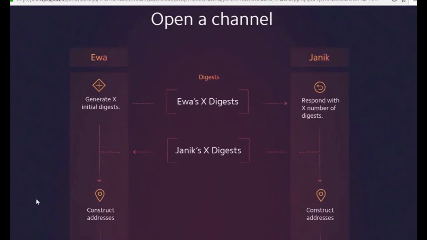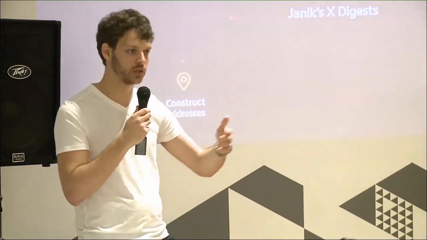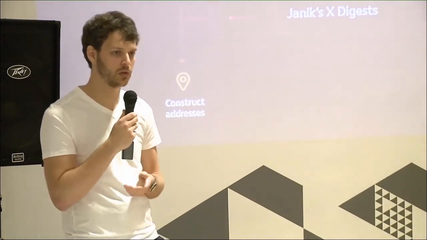In this case, we have Iwa and Yannick, 2 users that want to transact. The first thing they need to do is open the channel, so they are going to need to generate initial digits. This is really technical, but the main thing you need to understand is that every time you sign a transaction from the Trinity wallet, where you want to send somewhere, or maybe send to an exchange or pay something online with Iota, you need to sign for that transaction.